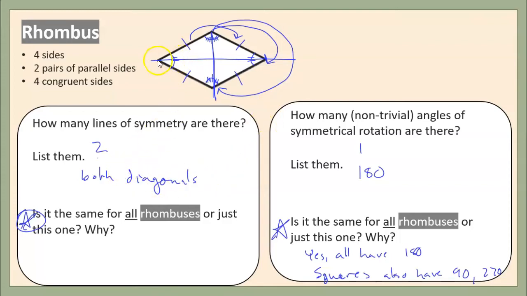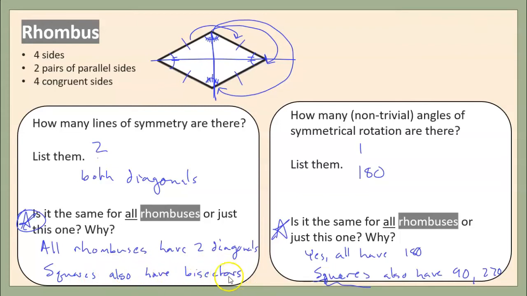So for the same reason, splitting it this way is going to work as well. Both diagonals will always be lines of symmetry for a rhombus. But again, good old square being our exception, squares have 4 lines of symmetry. So all rhombuses have 2 diagonals as lines of symmetry, but squares also have the bisectors. Neat. Okay, let's look at trapezoids.